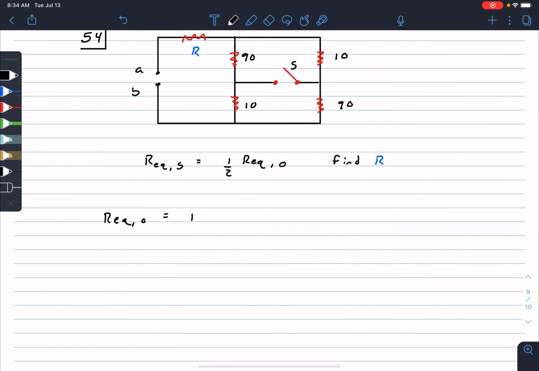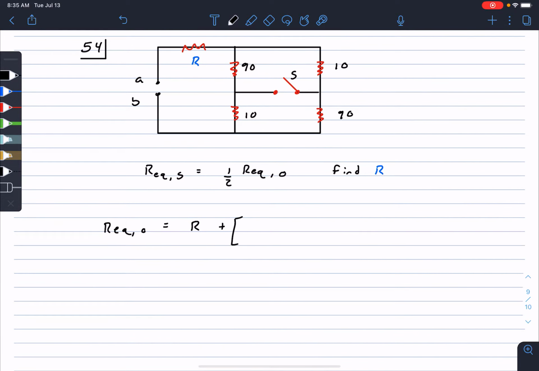So we have R plus, now we have something in parallel. This one and this one in series is 100, so this is 1 over 100 ohms plus, since these two are in parallel, we're adding them up. This is in series, this is in series. We add these two things in parallel then. So 90 plus 10 is 100, 90 plus 10 is 100. Then we add 1 over 100, 1 over 100 here, and that's inverse. And that's kind of it for that one.